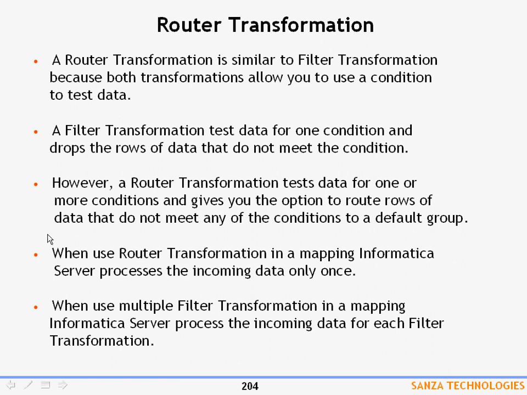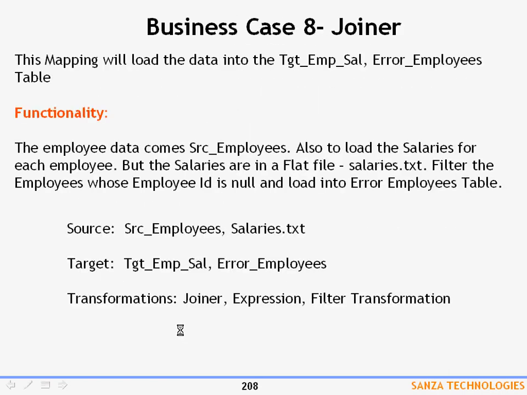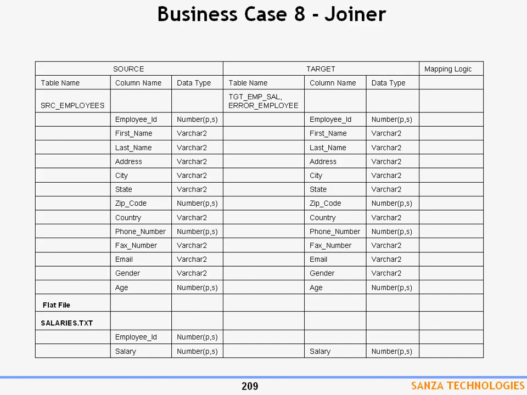I'll take the last example for the next 15 minutes. Small example, 2 sources, 1 flat file, 1 table. And I will do the mapping. You also do the mapping. When it executes, what happened, that I will discuss in tomorrow's class. Here I have 2 sources. One is src_emp table, other is salaries.txt file. I need to load data into 2 target tables. TGT-emp sal and error employee table.